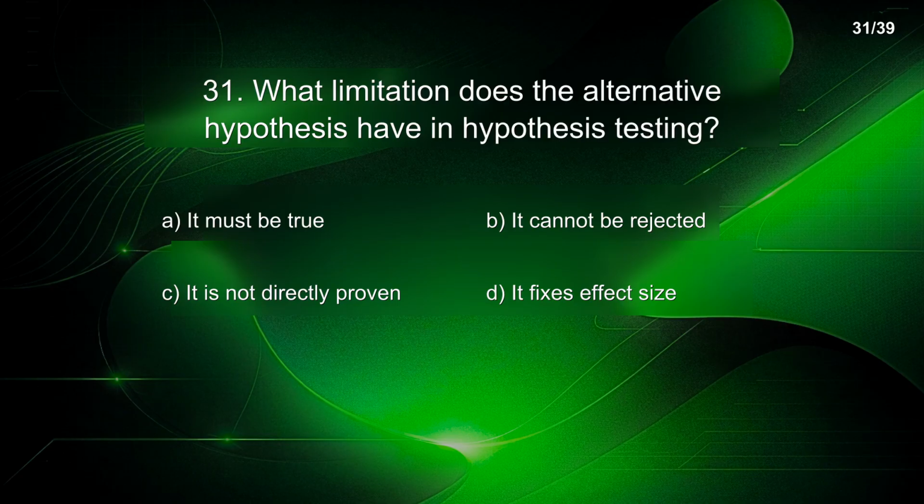31st question. What limitation does the alternative hypothesis have in hypothesis testing? A. It must be true. B. It cannot be rejected. C. It is not directly proven. D. It fixes effect size. Correct answer is C. It is not directly proven.